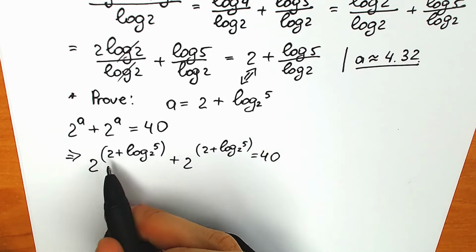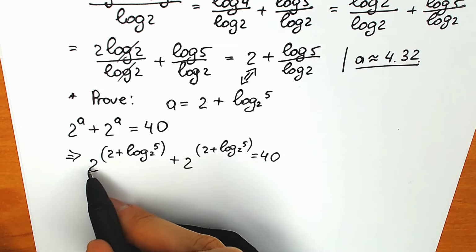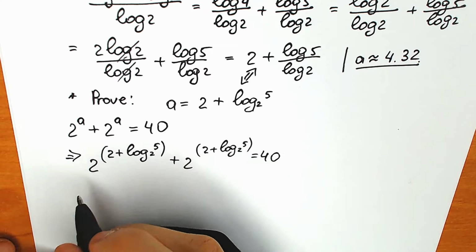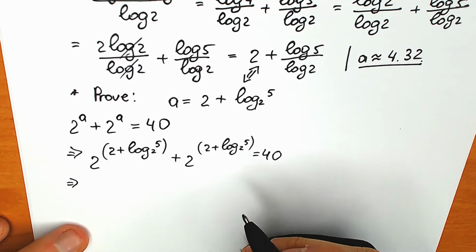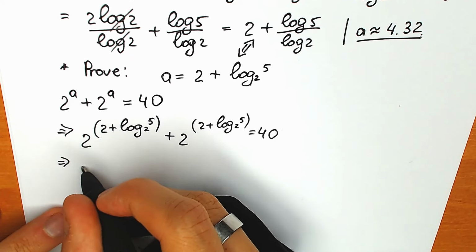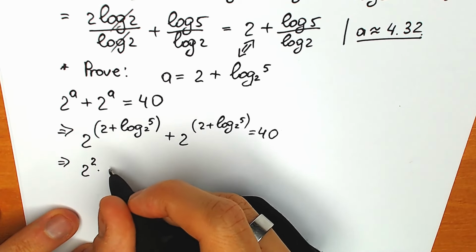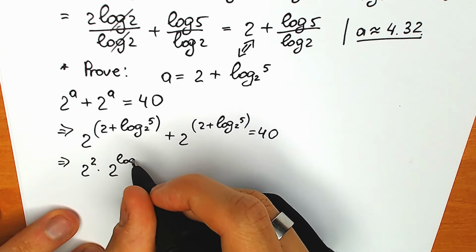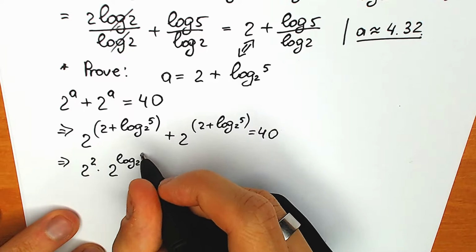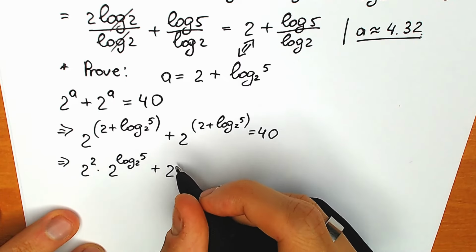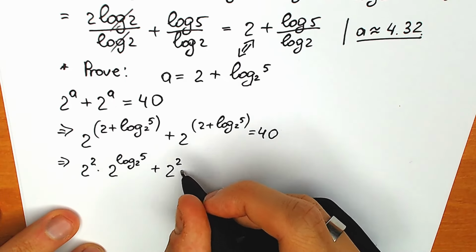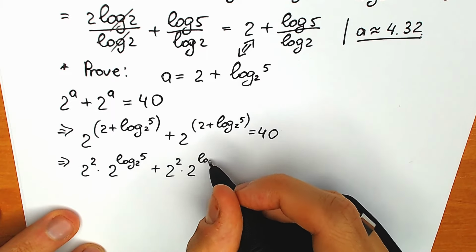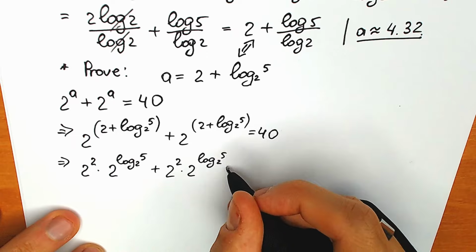Right now we can easily split it. We can write it as 2 to the power 2 times 2 to the power of this power, according to a basic power rule. So as a result, we have 2 to the power 2 times 2 to the power log 5 base of 2, plus 2 to the power 2, the same thing, symmetrical, times 2 to the power log 5 base of 2 and equal to 40.